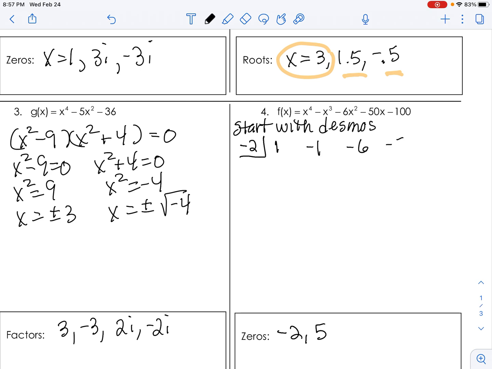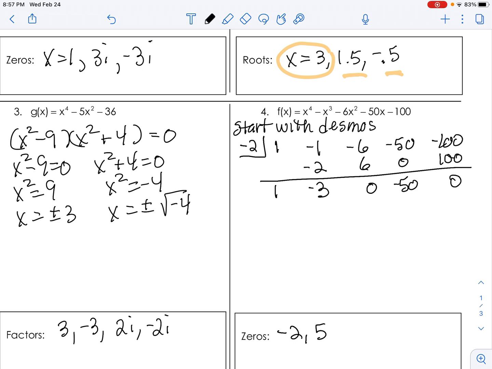1, negative 1, negative 6, negative 50, negative 100. 1, negative 2, now that was x to the 4th, right? So that means this is x cubed. But let's use the next 0, which is 5, with those same bottom row numbers. Okay? I mean, you could put that 0 there at the end, but it's not necessary.